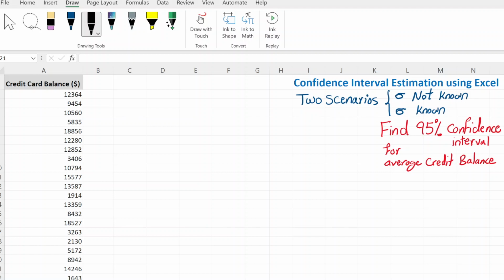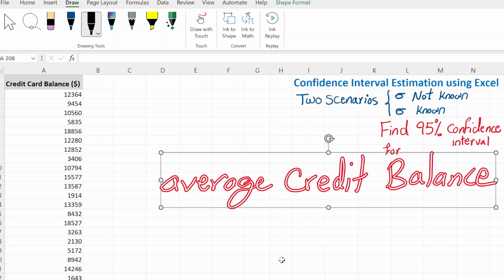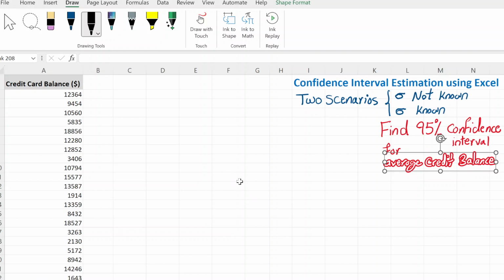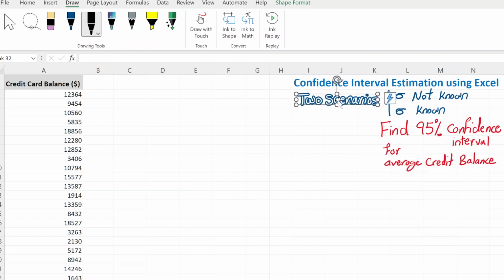The credit card balances in dollars for 100 customers of a credit card company that has millions of customers is just shown here as a data set, as a sample. And then we want to find the 95% confidence interval for the average credit card balance for all the customers, millions of customers in this company, just using this data set. And we consider two scenarios.